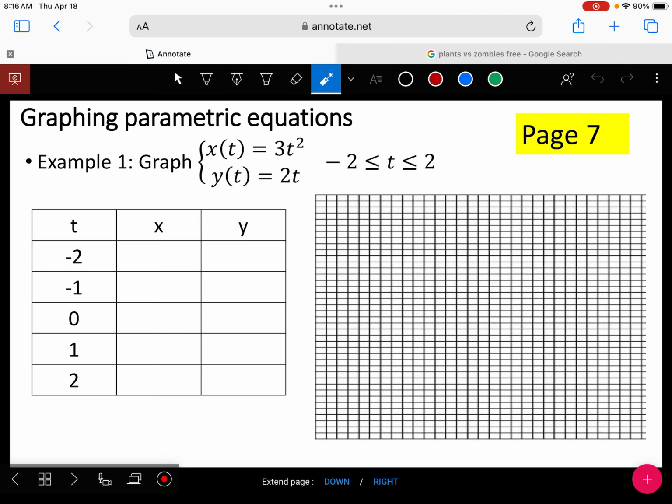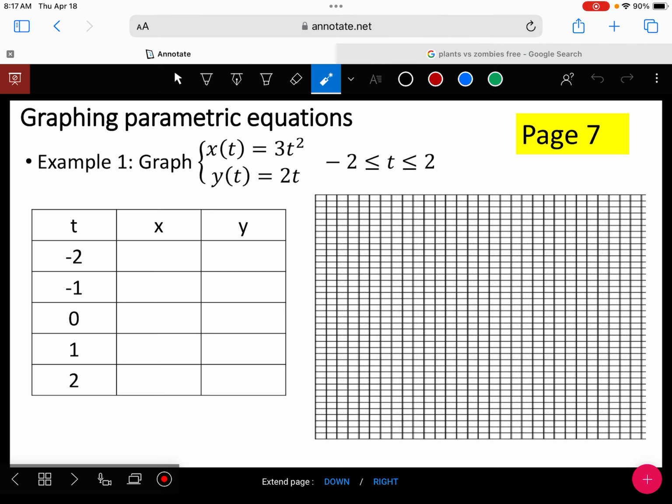Okay, so let's look at this first example here. I'm going to give you a second to draw in this table. Go ahead and draw in your table. Notice that we have three variables: we have time, we have X, and we have Y. And notice that the interval for time is -2 to +2, and that's why I picked these numbers. So you are specifically choosing your T values based on the interval that they gave you, and that interval is going to change.